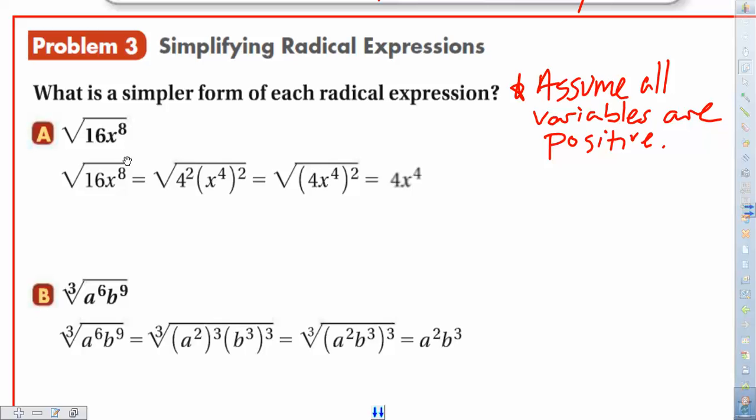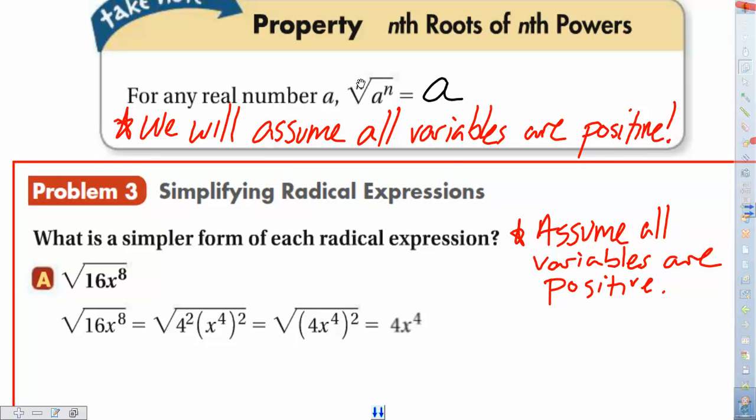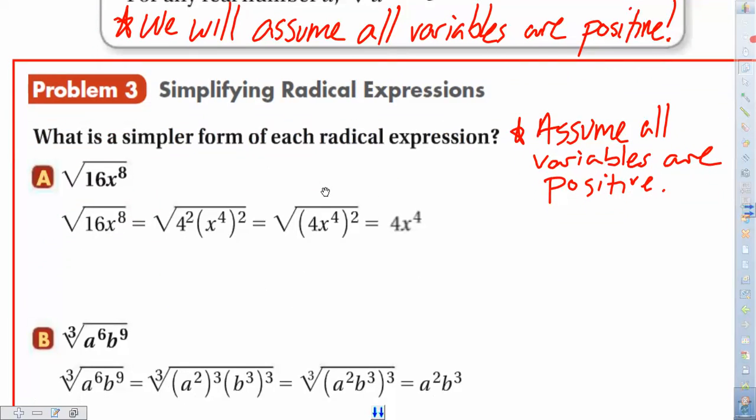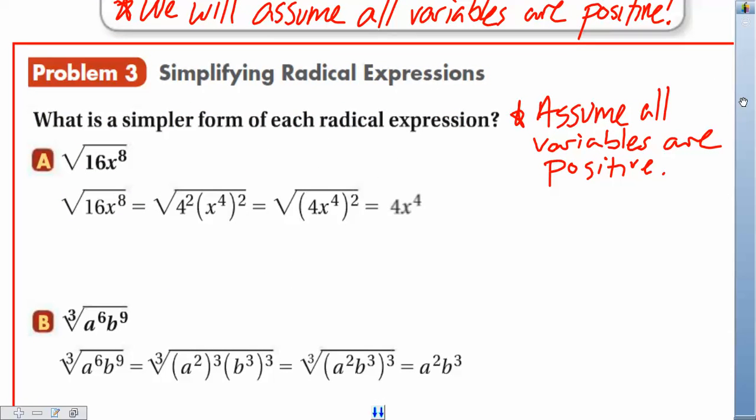What they're doing is breaking apart the 16 and the x to the 8th into perfect squares so that they can use that property of square roots canceling out squares. Okay? I've got another plan. Think about this property here.